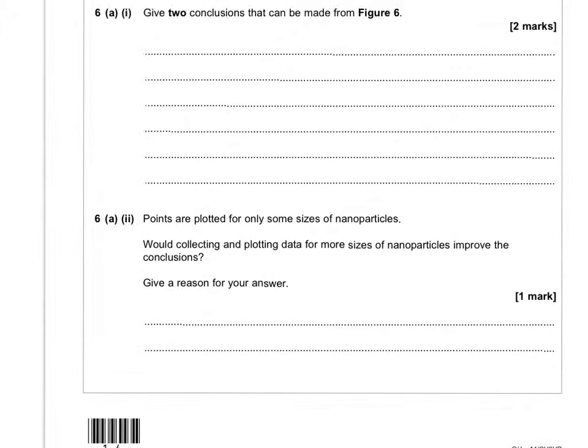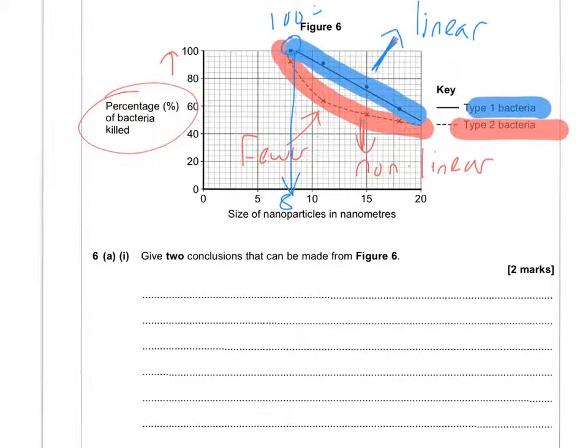Points are plotted for only some sizes of nanoparticles. So next question, sorry. Points are plotted for only some sizes of nanoparticles. Would collecting and plotting data for more sizes of nanoparticles improve the conclusions? Well, I'm always of the opinion that more is generally better.